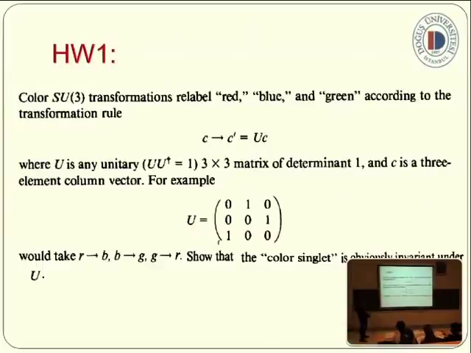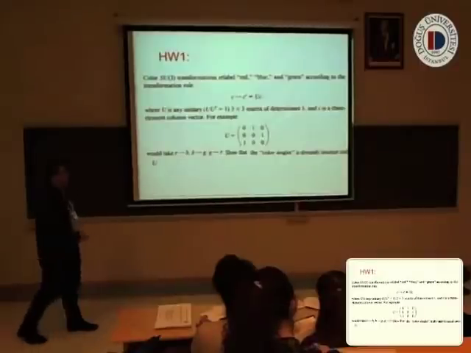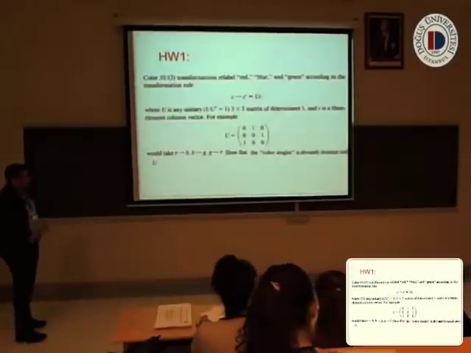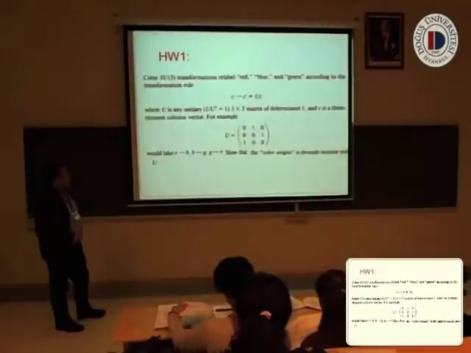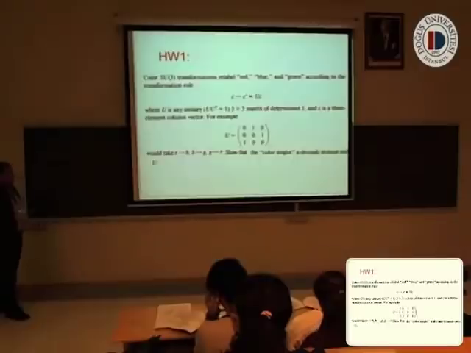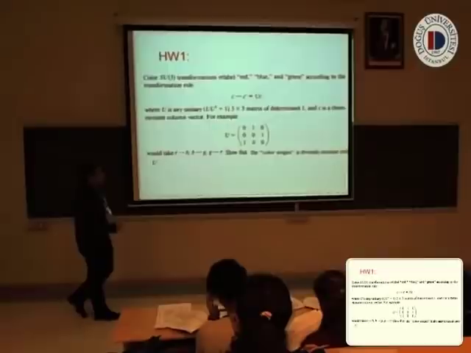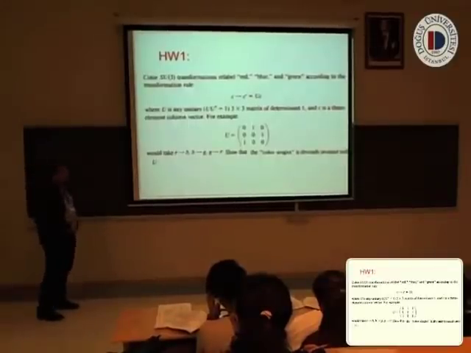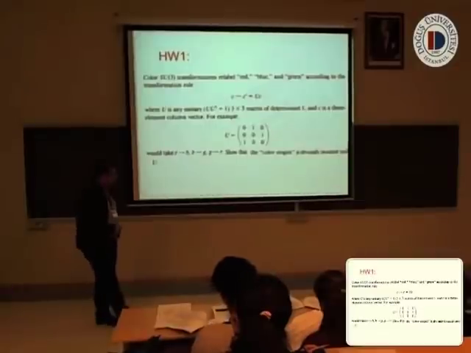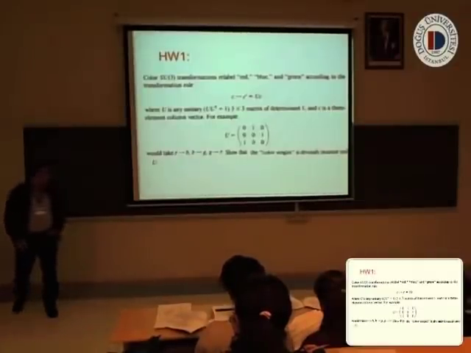And as the first homework, I want to show that the color singlet is invariant under SU(3) color transformation. SU(3) color transformation changes red to blue, blue to green, and so on. You may consider the SU(3) color transformation matrix as this one, which has determinant 1. This is U, a unitary matrix, and because it has determinant 1, this is the SU(3), special unitary matrix. As the first homework, you show that the color singlet is obviously invariant under this transformation.